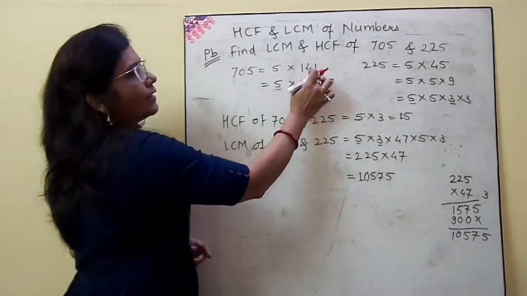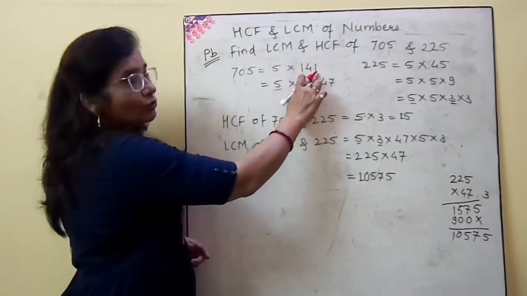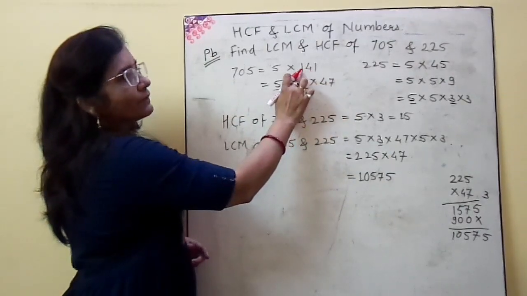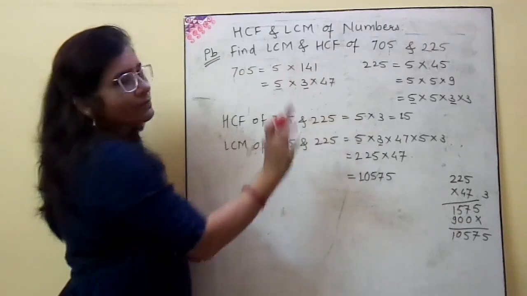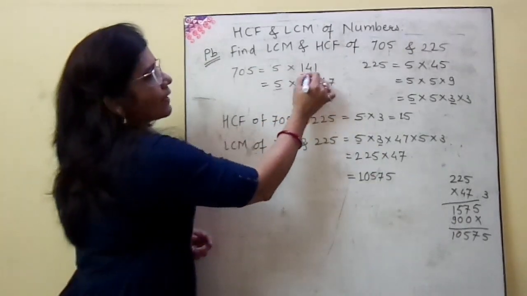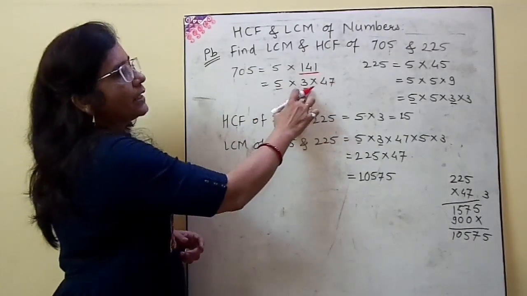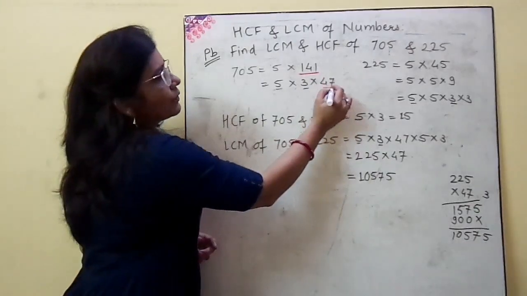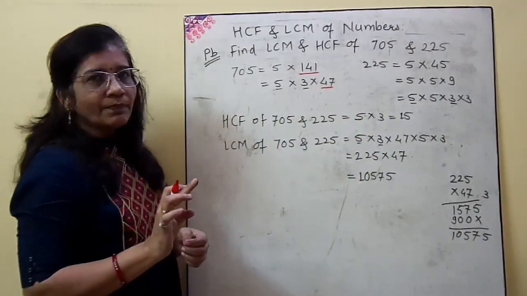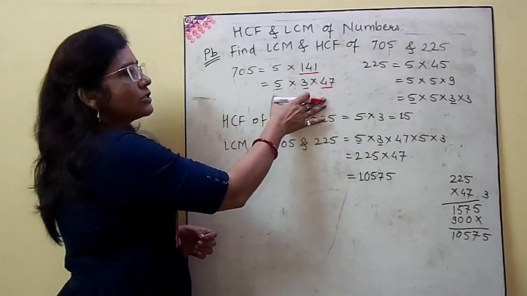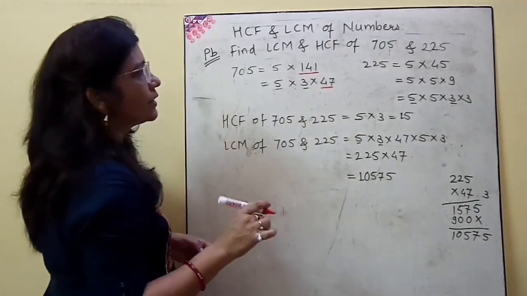Now 141 is not divisible by 2, but it is divisible by 3. 4 plus 1 is 5, 5 plus 1 is 6, and 6 is divisible by 3. So 141 is divisible by 3, and its factors are 3 into 47. Now 47 is not divisible by any number, so it is a prime number. So we will stop the prime factorization of 705.